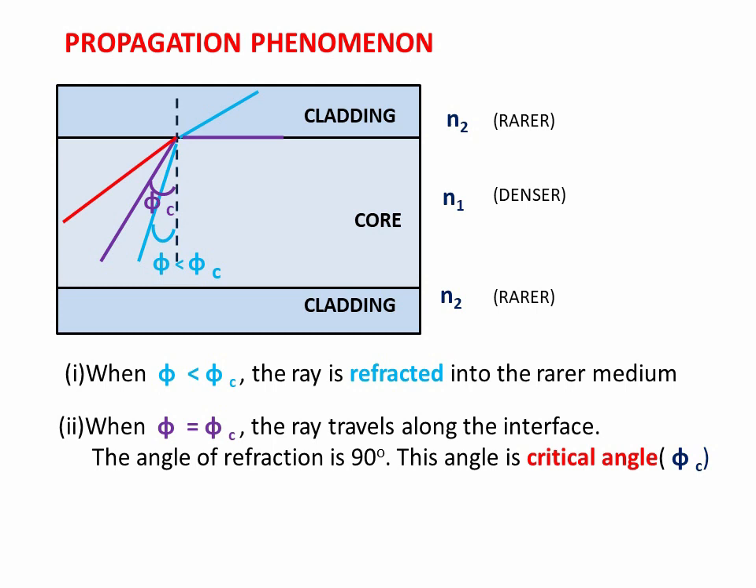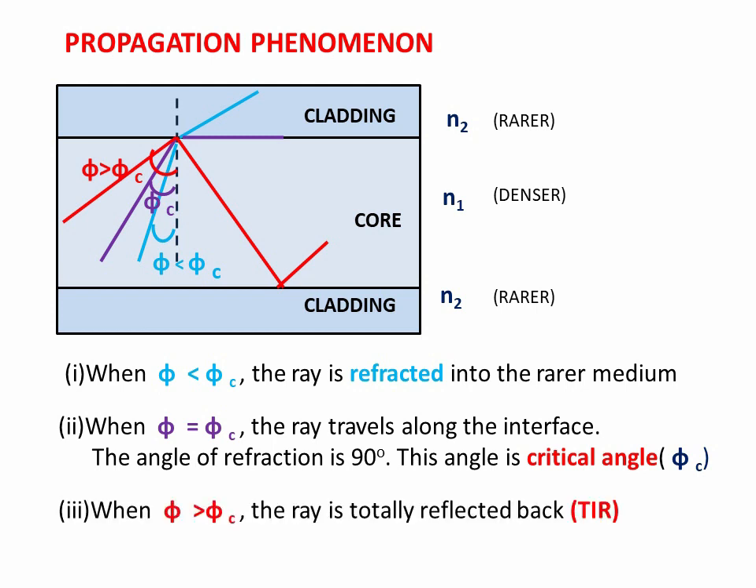When the incident light ray is at an angle greater than the critical angle, total internal reflection takes place. So, the third point: when the incident angle is greater than the critical angle, the ray is totally reflected back. That is called total internal reflection, which is the basic principle of fiber optics communication.